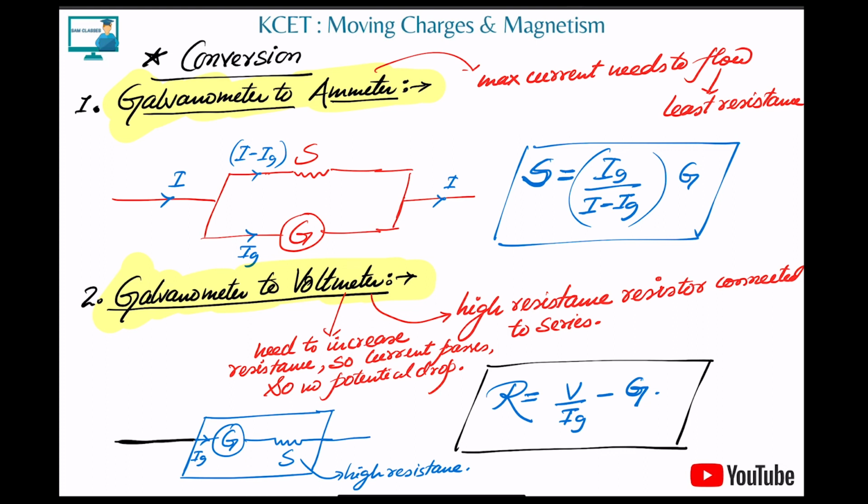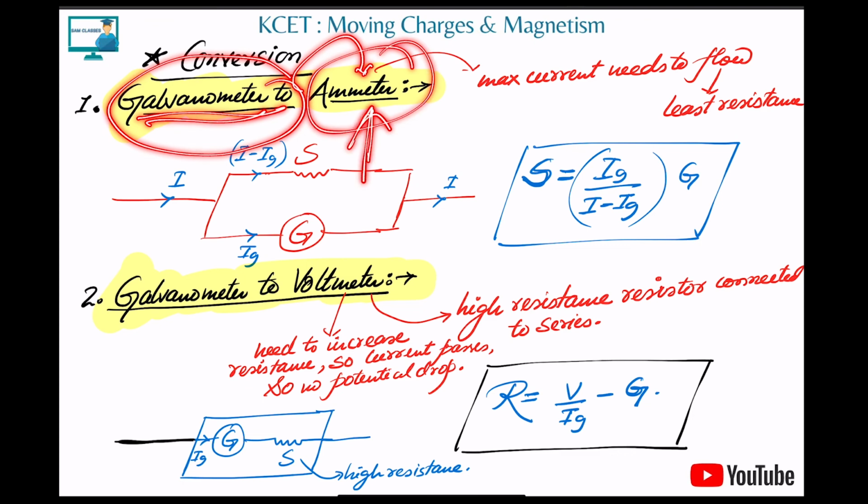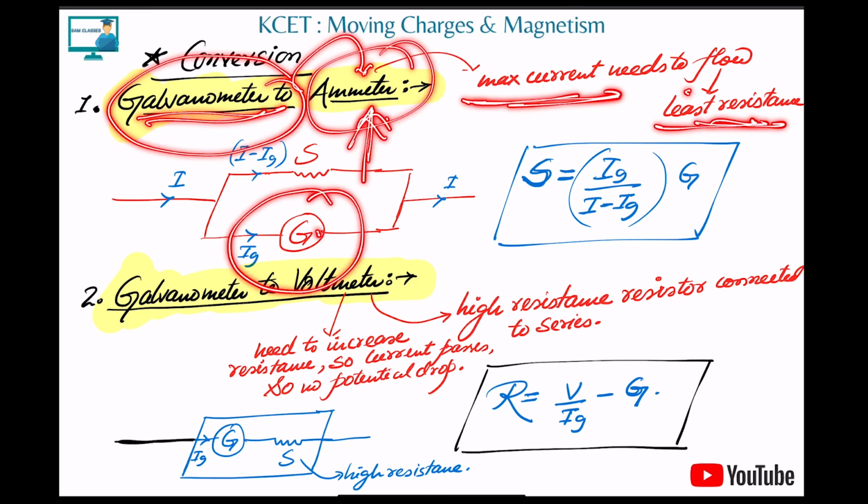Now conversion. The formulas are there, but we need to understand the main crux. Whenever you are using a galvanometer to act as an ammeter, what is the main function of an ammeter, student? The function of the ammeter is to measure maximum current. Current will only flow easily through least resistance, so you have to make the resistance very, very small. In that case, the maximum current will flow through it and we'll be able to measure it.